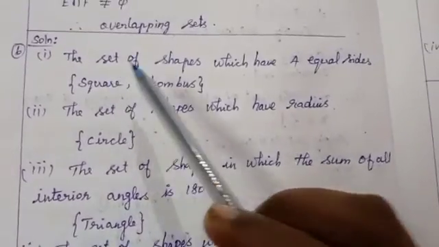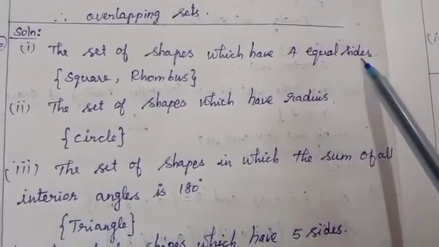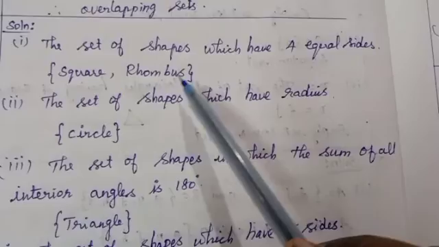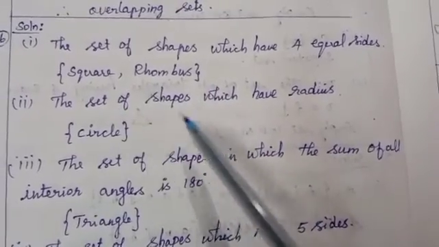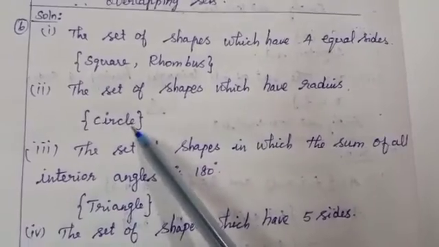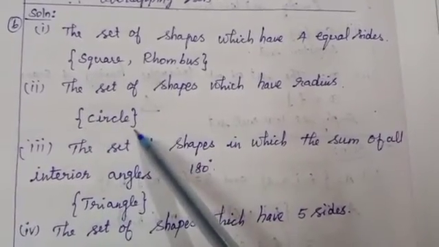Sixth, the first one, the set of shapes which have 4 equal sides. What are the shapes that have 4 equal sides? Square and rhombus. The set of shapes which have radius. Which one has a radius? Circle. You have to write inside the set bracket.